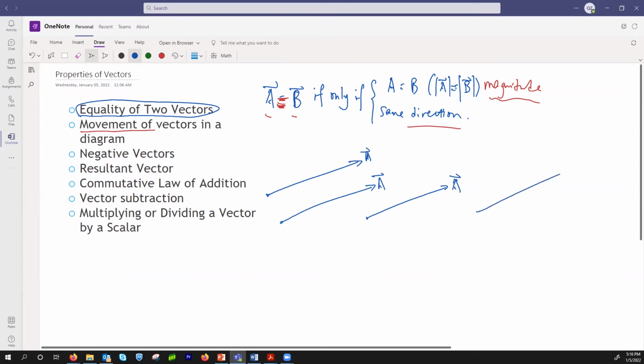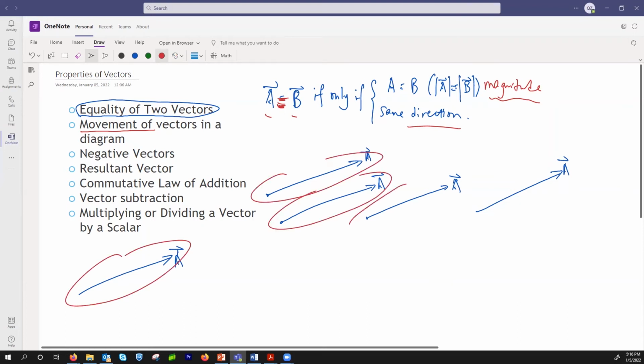What if I move it to here in parallel to itself? Still, it's the same vector. And what if I move it down to here? Still, it's the same vector because the vector is just being moved in parallel to itself. The magnitude and the direction do not change. So they are equal to each other and it's the same vector. So we call it a movement of the vector without changing its value.